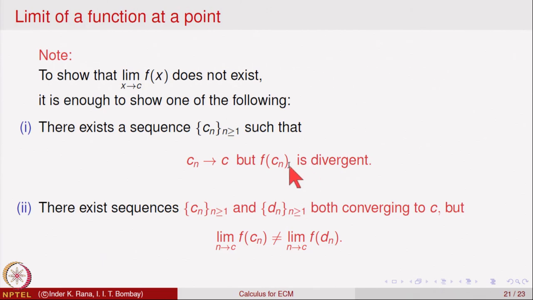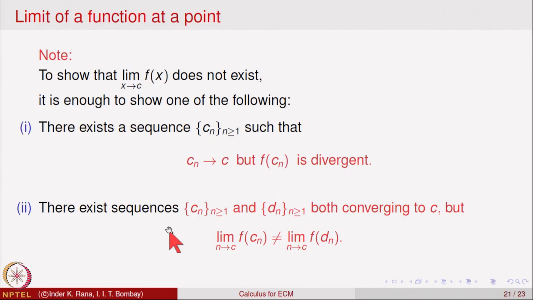So, that means that for showing the limit does not exist, one has to either produce a sequence c_n which converges to c, but f(c_n) is not convergent, or produce two different sequences converging to the same value c, but the image sequences do not converge. So, that will say that the limit does not exist. But to prove the limit exists, what do we have to show? We have to show that for every sequence x_n converging to c, f(x_n) should converge to the same value.